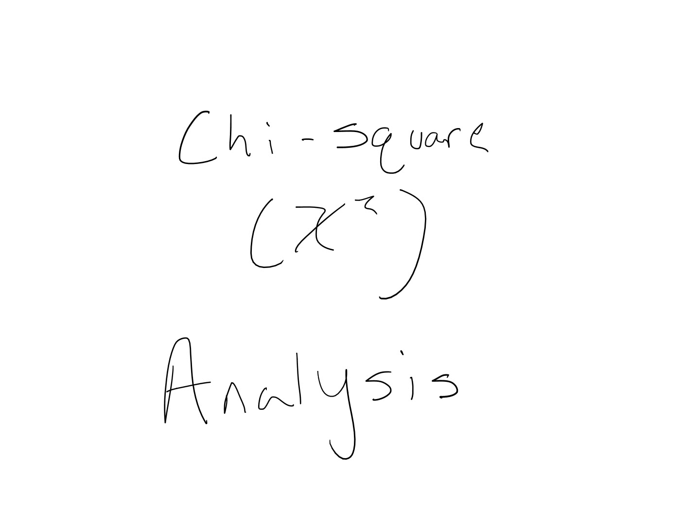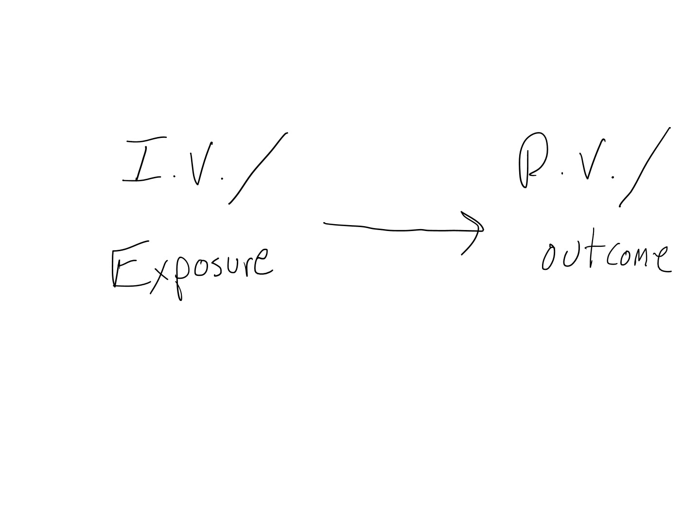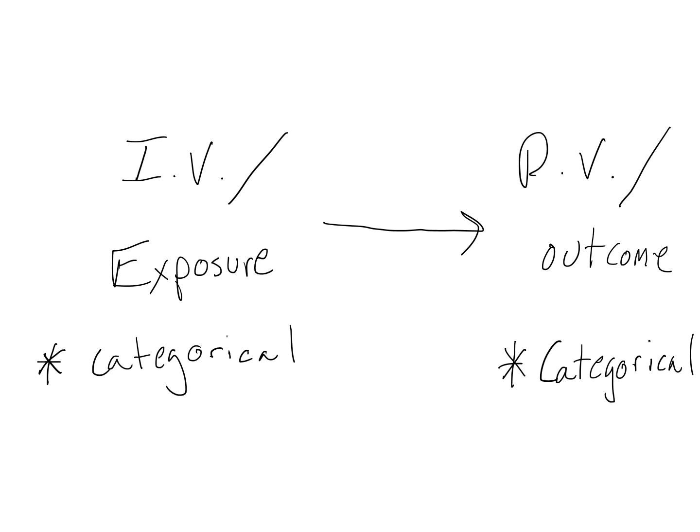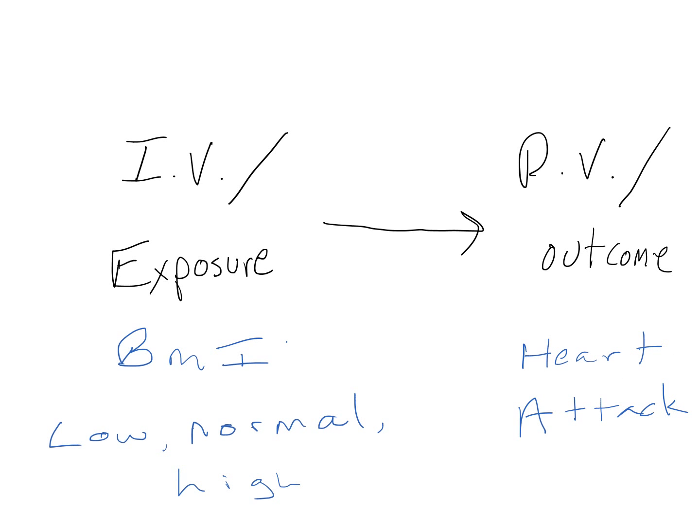In this video, I will briefly introduce chi-square analyses for hypothesis testing. In most clinical or epidemiological studies, we're interested in testing whether there's a relationship between our independent variable or exposure and our dependent variable or outcome. We use chi-square analysis to test the null hypothesis of no association when both our independent and dependent variables are categorical. For example, we might be interested to know whether the likelihood of a heart attack differs among three categories of BMI: low, normal, or high.